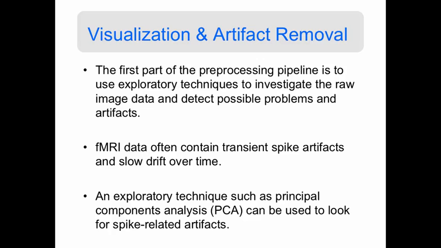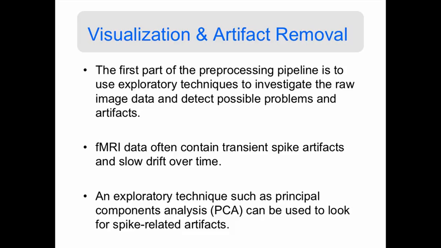So let's start talking about visualization and artifact removal. And this is really the first part of the pre-processing pipeline. And really this is something that you should do after every step of the pipeline. We should always visualize what happens after you do a certain pre-processing step to ensure quality control. And so what we do is we use exploratory techniques to investigate the raw image data and detect possible problems and artifacts. And so one artifact that's very common in fMRI data is that it often contains transient spike artifacts as well as slow drift over time.